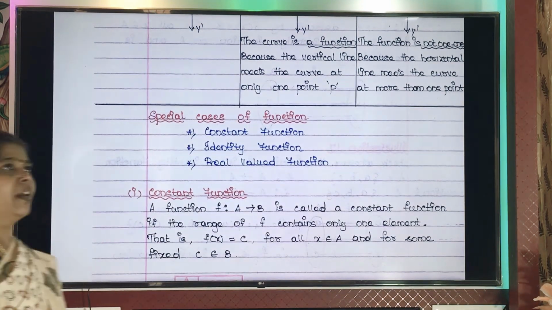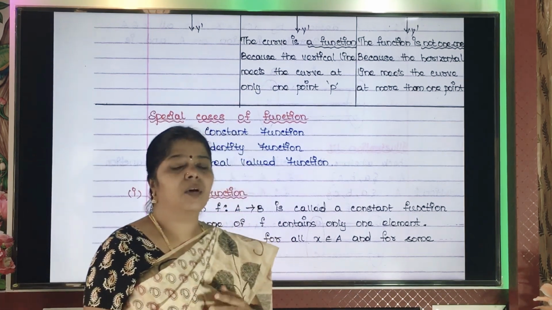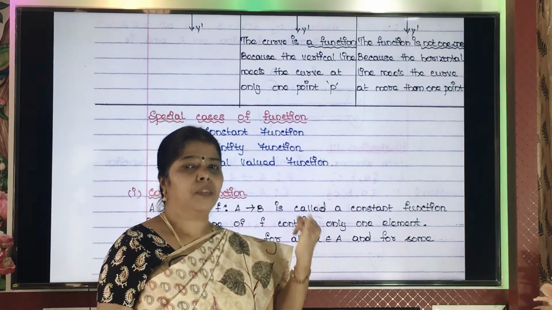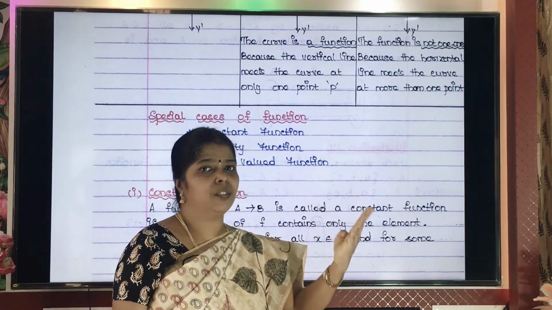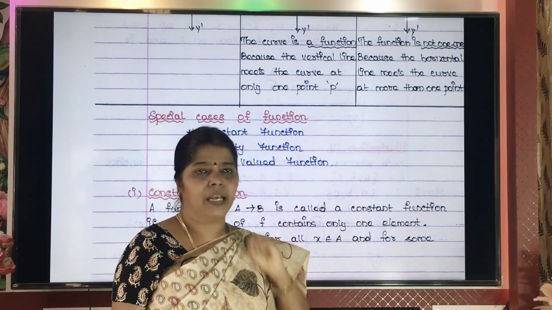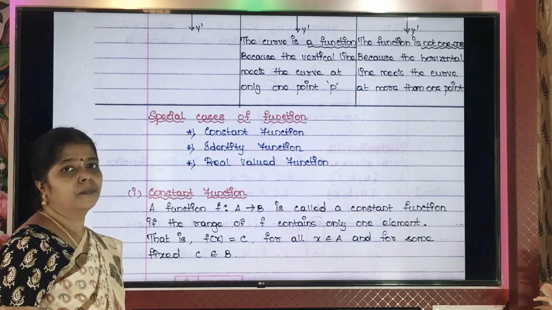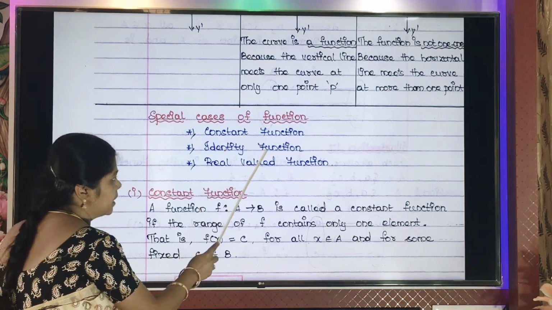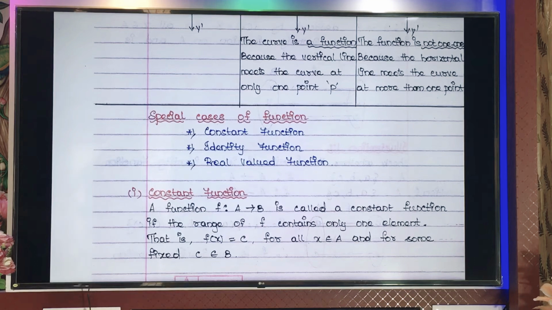Now, already we have seen 4 different types of function. What are they? Let us recall. One-to-one, many-to-one, onto, and into. 4 different types we have seen. Now, there are some more special cases of function. What are they? Constant, identity, real valued function. So, let us see one by one.